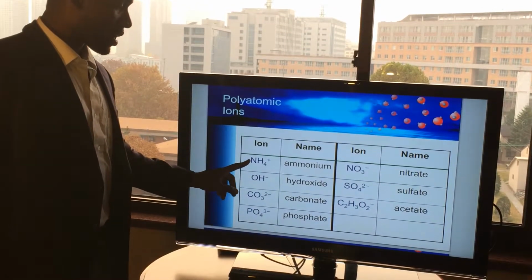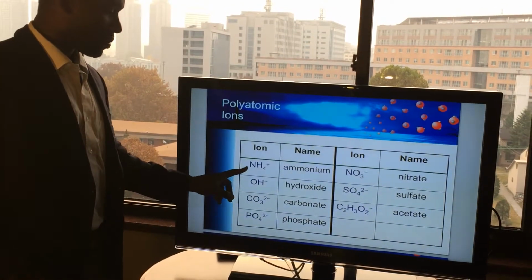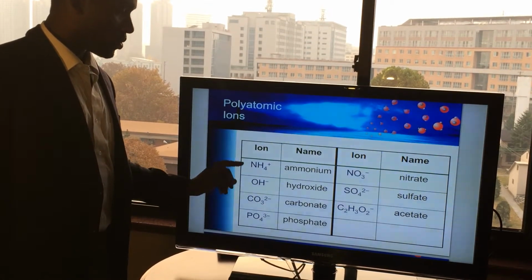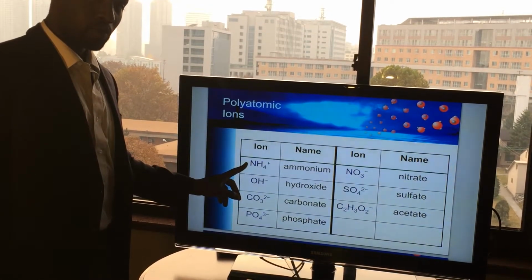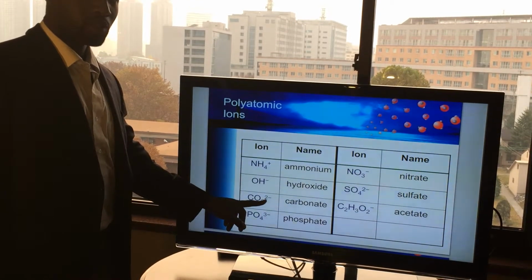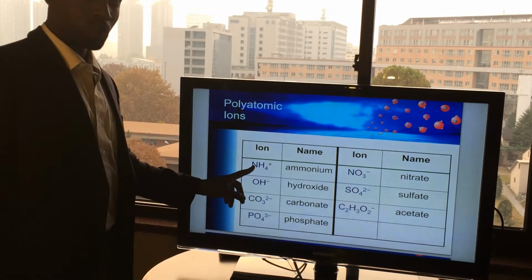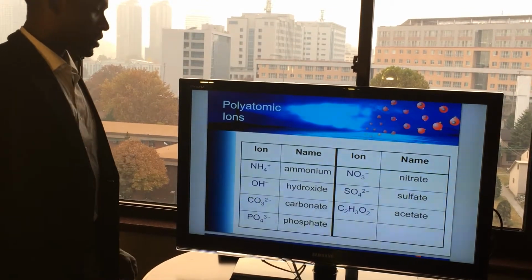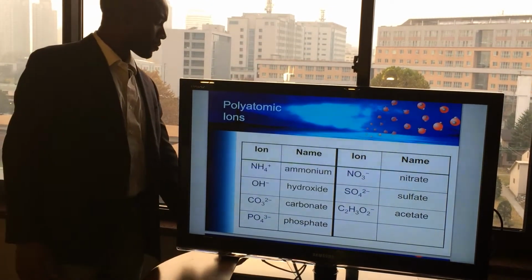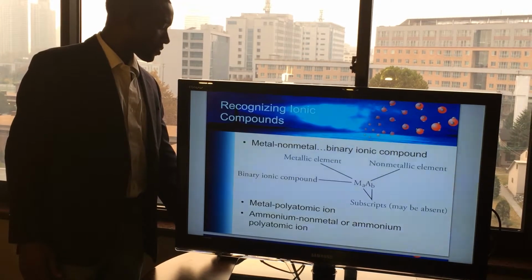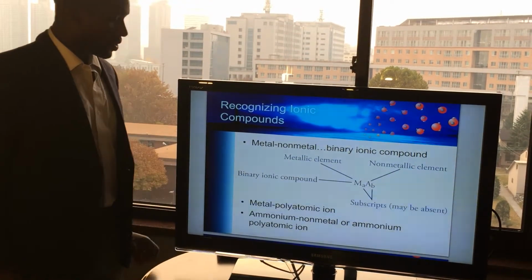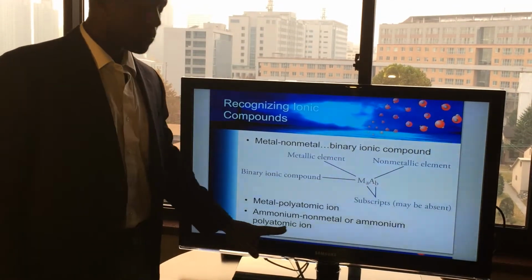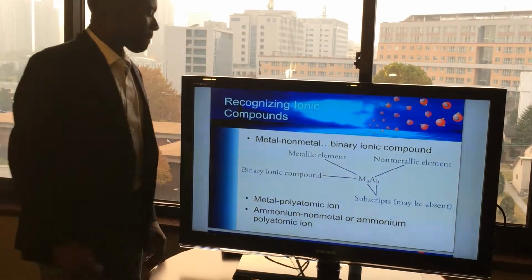If you were to have a compound that has ammonium carbonate, you would have to have 2 ammonium groups, right? Because you have 2 charges on the carbonate. So that compound would be called what? Diammonium carbonate. So that's pretty much straightforward. And so now you know what ammonium non-metal and ammonium polyatomic ion is.